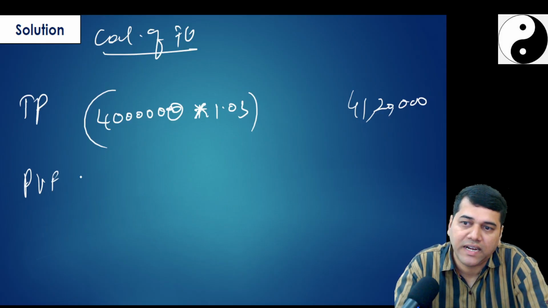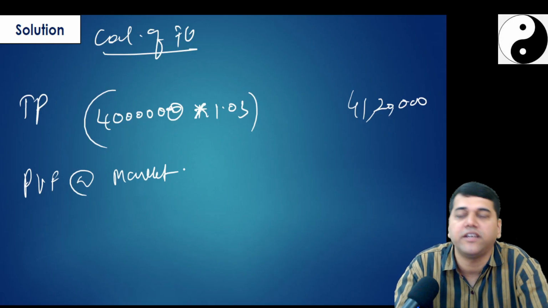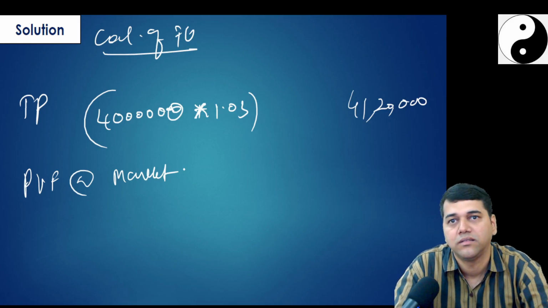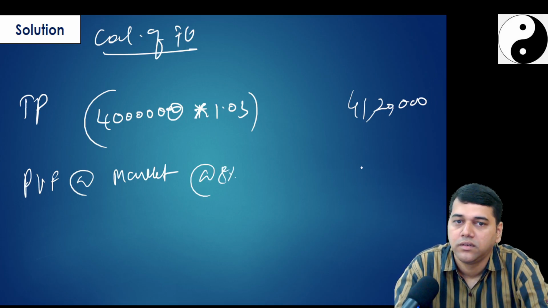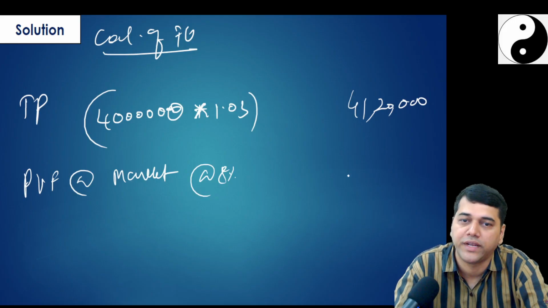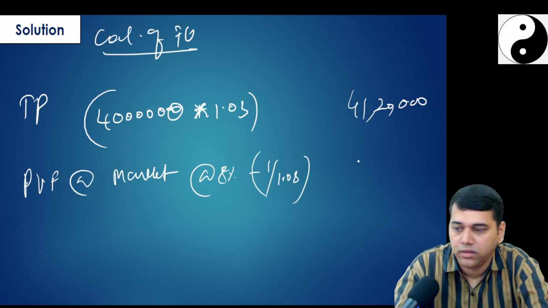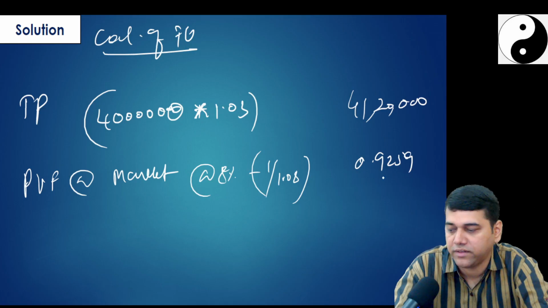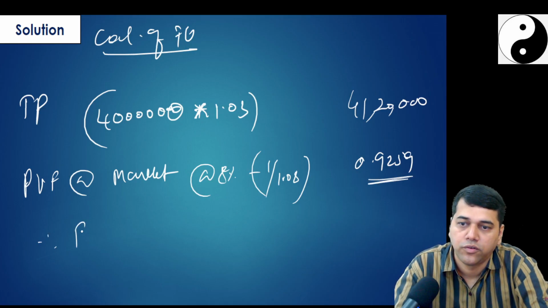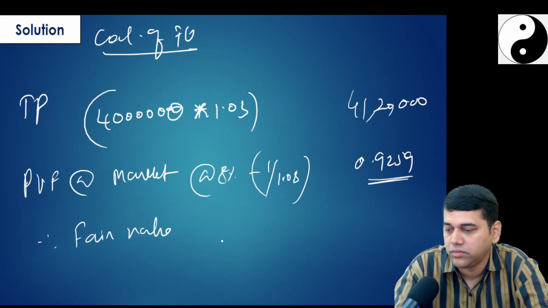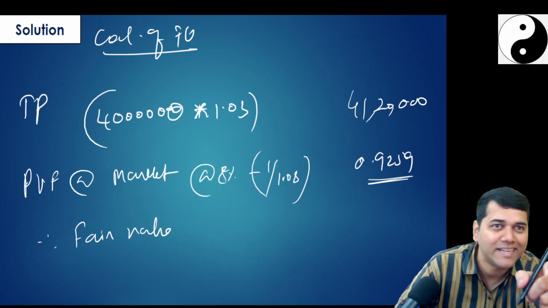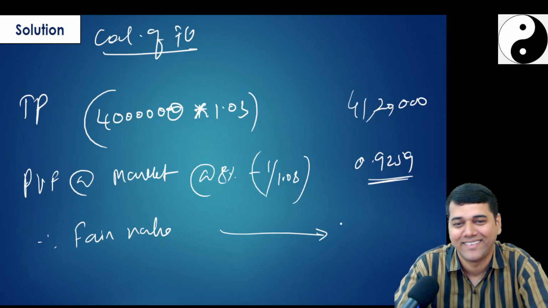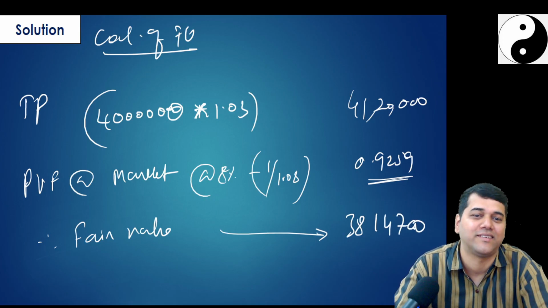What is the present value factor at the market rate of interest? Why market rate? Because this is what I am selling it at, 8%. It is 1 divided by 1.08, which is 0.9259. Therefore, what is the fair value? 41.2 into something. What you said? You said 38 lakh something. Yeah, very good. So 38 lakh 14,700.